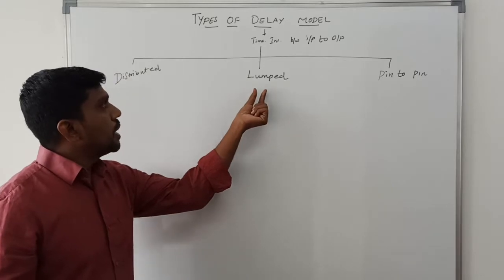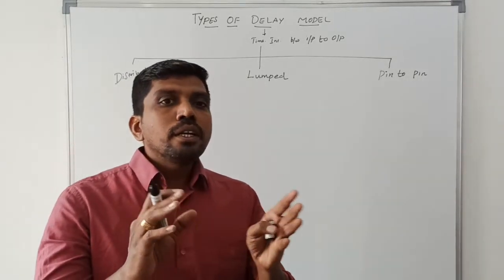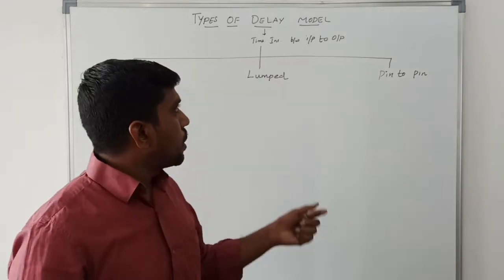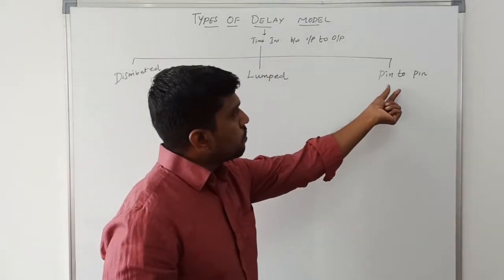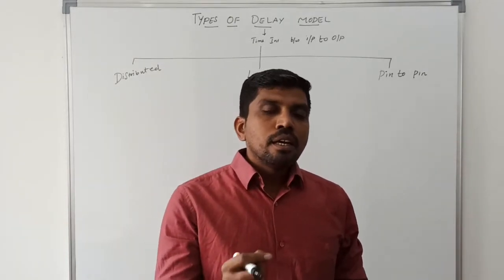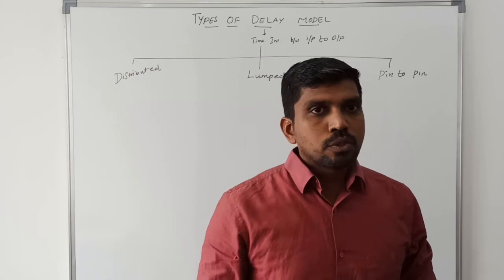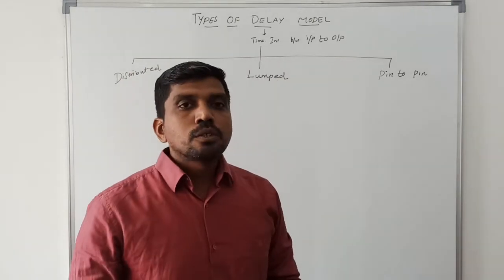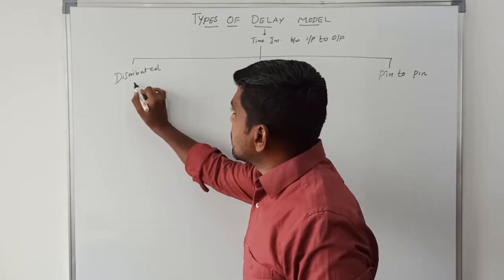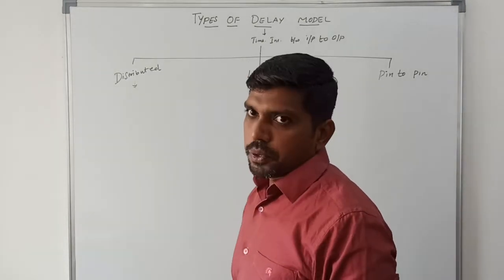But in the lumped delay model, the cumulative delay is applied at the output of the logic gate, so it's called lumped. Next one, pin to pin. What is pin to pin? You assign the delay from each input to output, so it's called pin to pin. Elaborate explanation we will discuss one by one. First we discuss distributed.